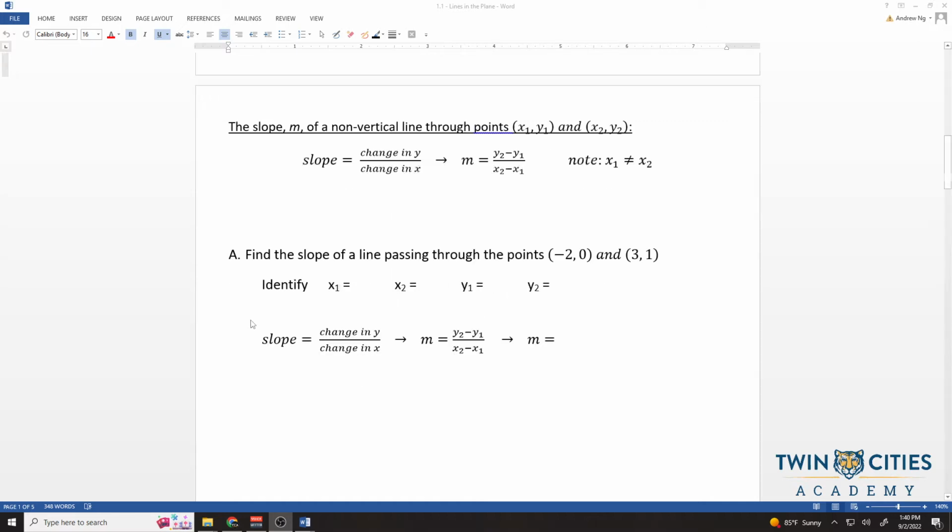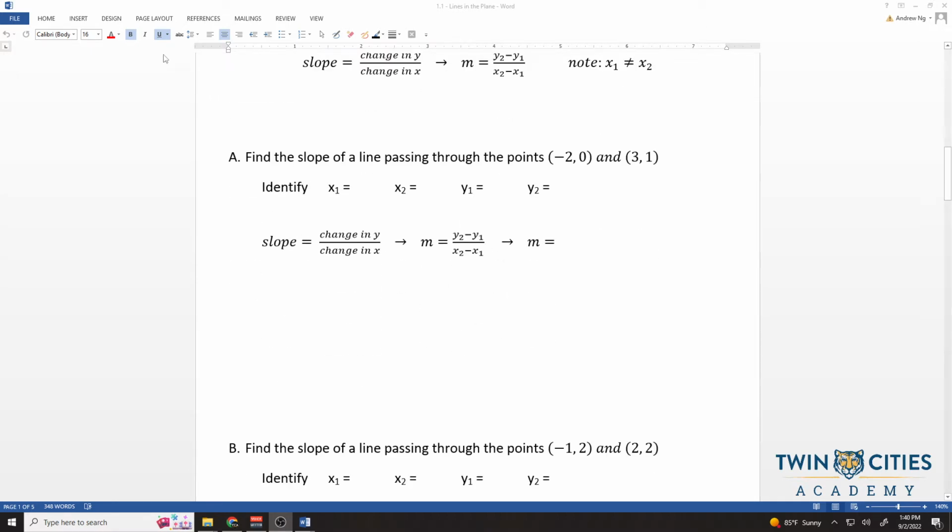Let's do an example. Example A, find the slope of a line passing through the points -2, 0 and 3, 1. First, let's identify a few things. Let's say that this is point 1 here, so we'll call this x1, y1. And we'll say that this is point 2, so this is x2, y2. Well, that makes x1 -2, x2 is 3, y1 is 0, and y2 is 1.